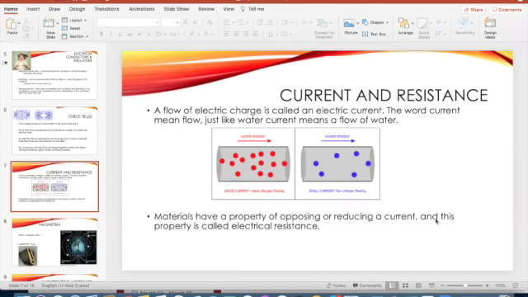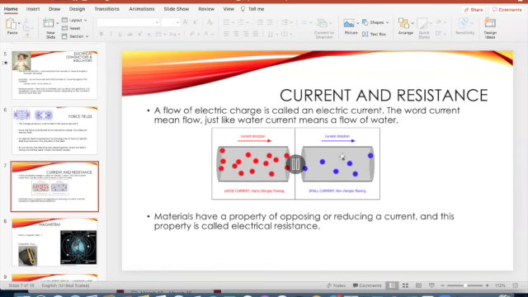All right, on to current and resistance. So the flow of charges, this is what we call an electric current. The electric current is the flow of electric charges over time. The more charges you have, the larger the current will be. The less charges you have, the smaller the current will be.